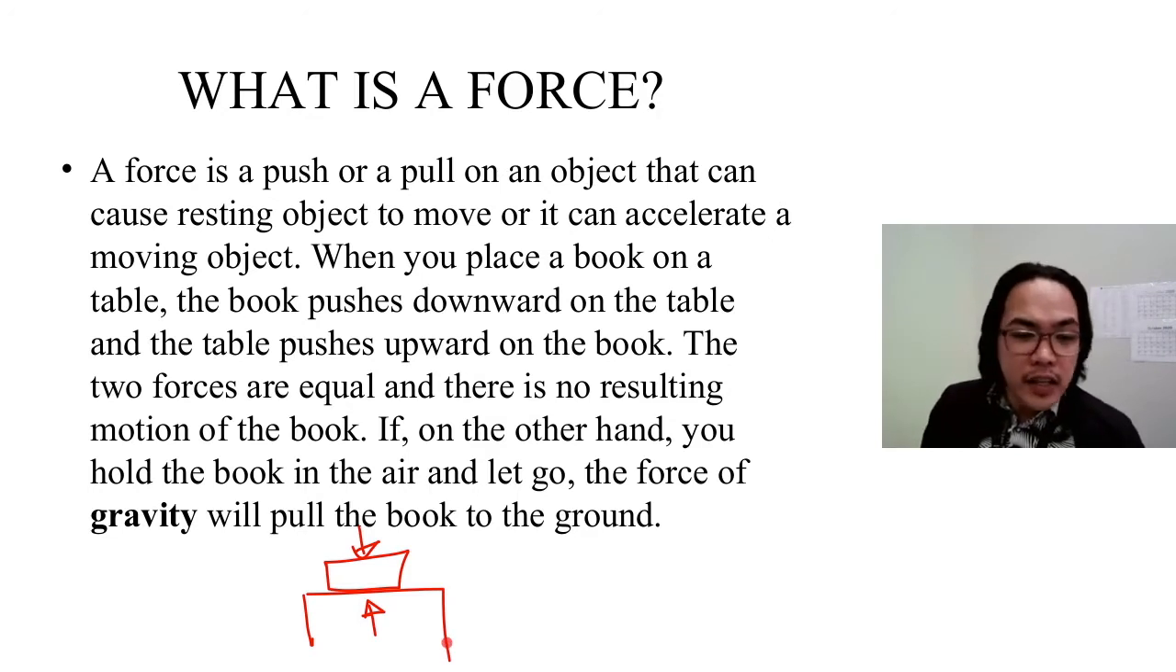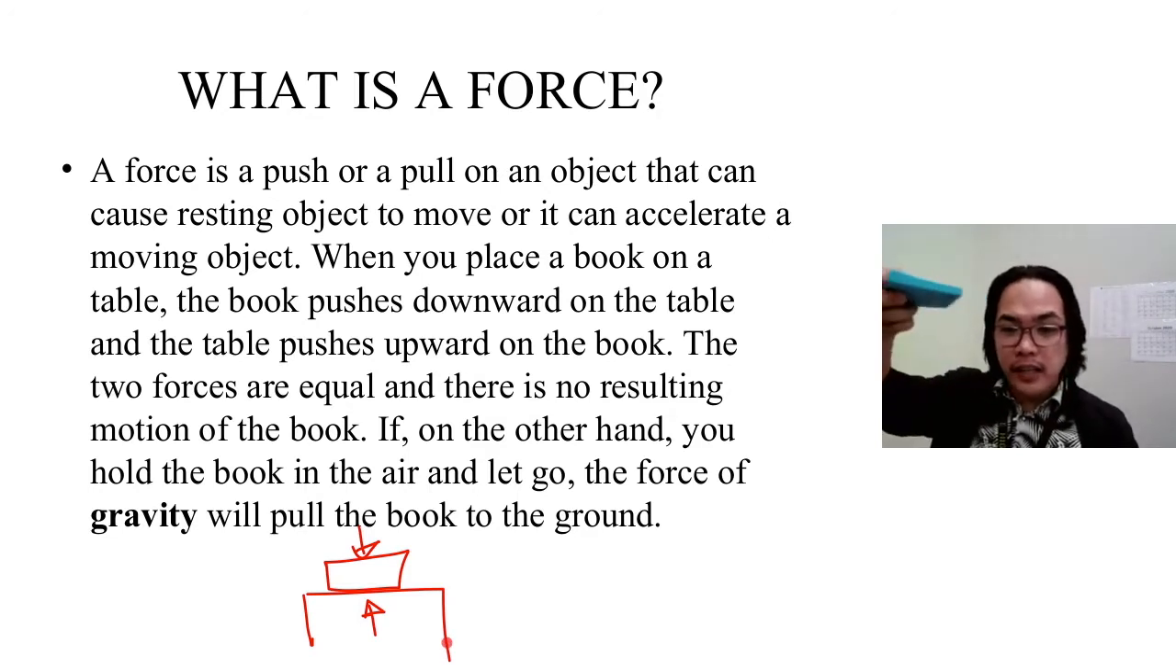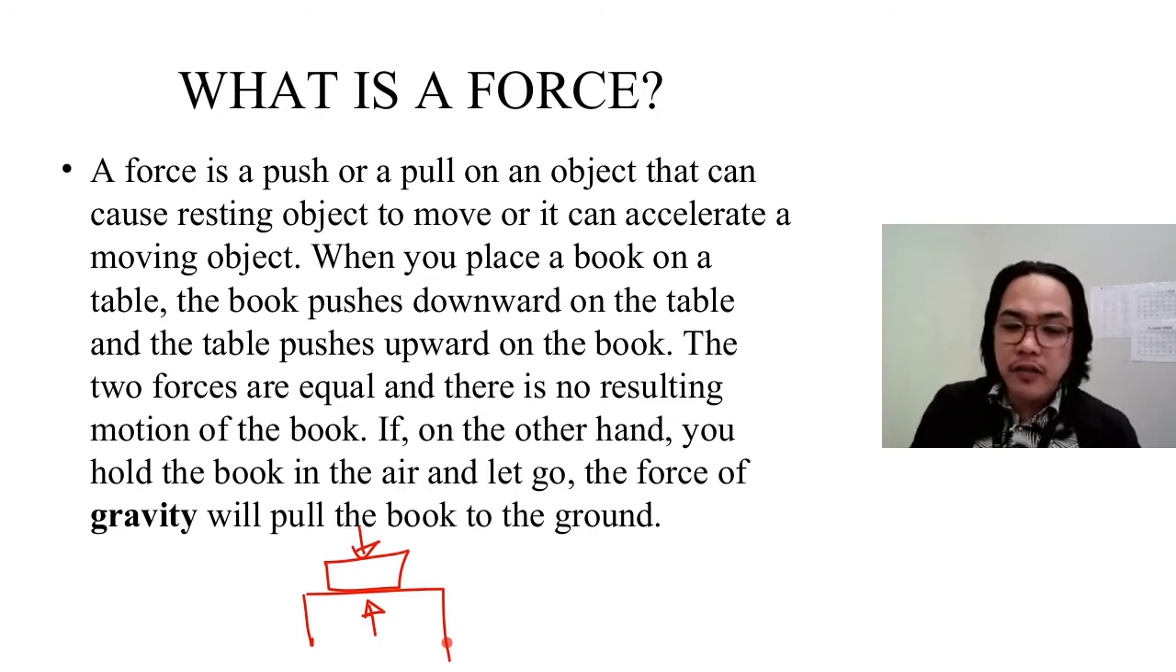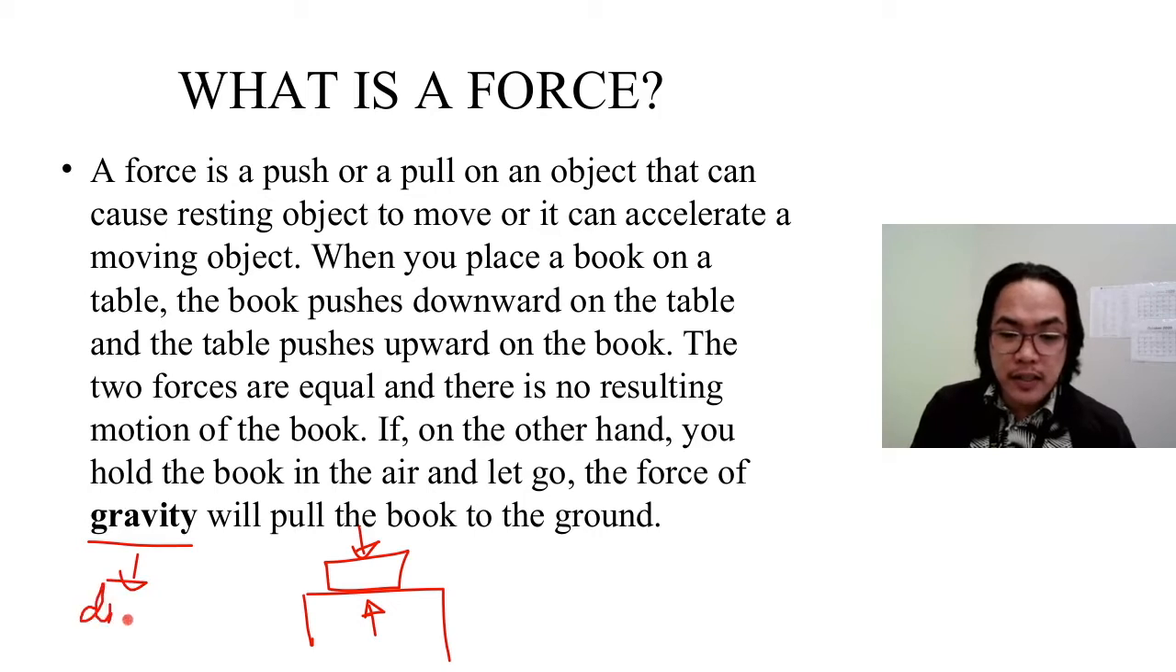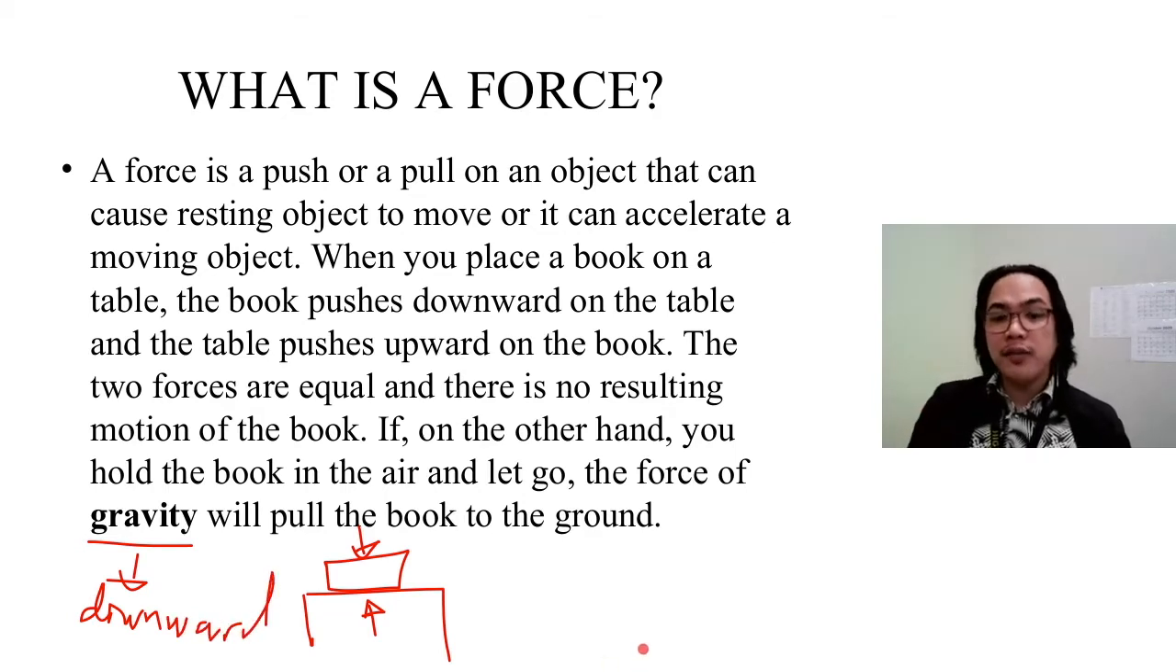If, on the other hand, you hold the book in the air and then let go, the force of gravity will pull the book to the ground. So that's one type of force. It's usually known as a downward force because it causes objects to go down towards the ground. So we have gravity.